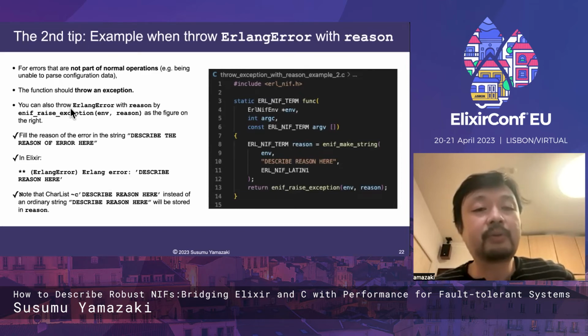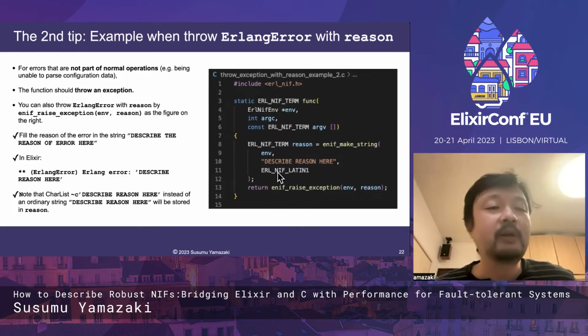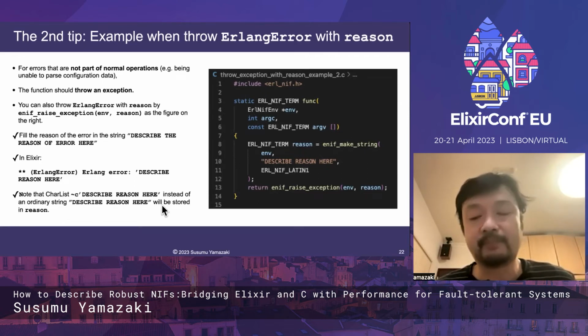You can also throw an Erlang error with a reason by enif_raise_exception, as in the figure on the right. Use enif_make_string to describe the reason here, and then enif_raise_exception. Fill the reason of the error in the string. In Elixir, it appears as ErlangError with the reason described here. Note that a char list instead of an ordinary string will be stored in the reason.